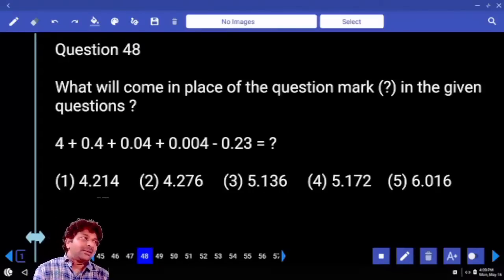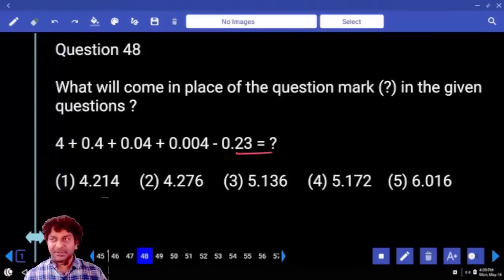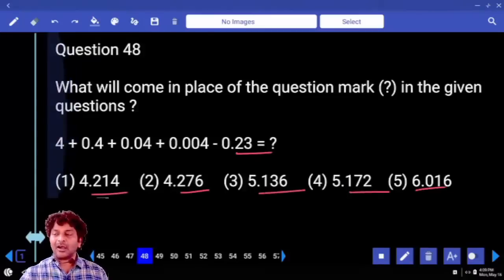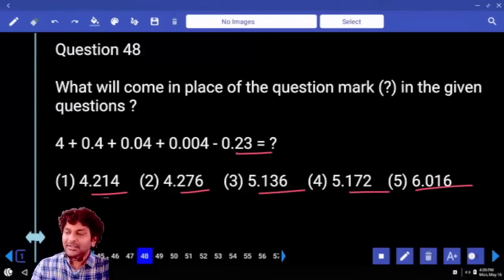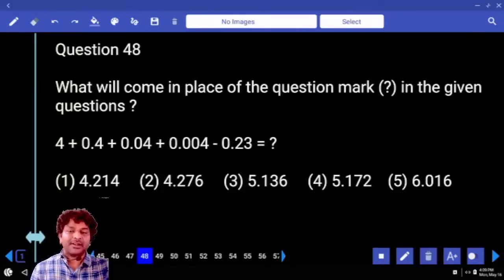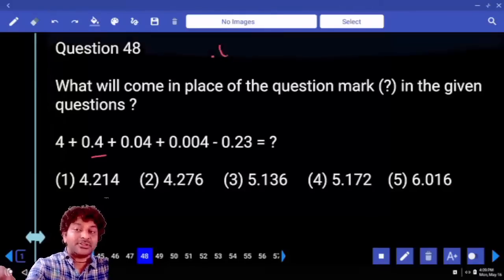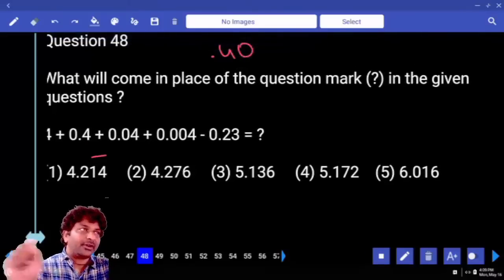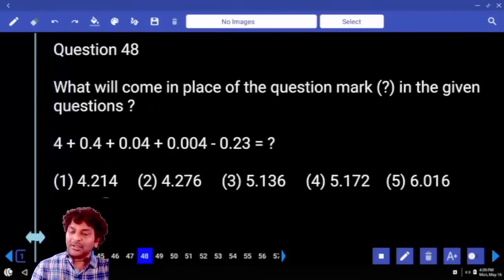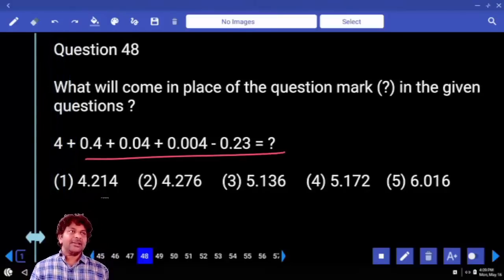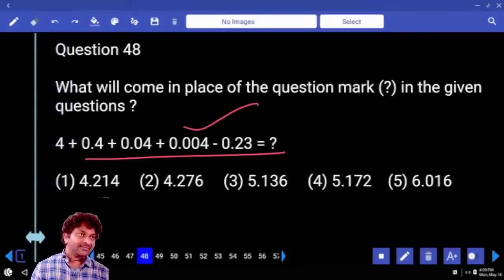So there is a negative number. I'll concentrate on the number after decimal only. First we'll calculate that, because among your options, all the options are ending with different numbers. Number after decimal. So let's concentrate only on number after decimal. 0.4, or you can write 0.40 also. Is 0.4 the same as 0.40? Is it the same as 0.400? Yes. So out of given decimals, maximum number of digits after decimal is 3.